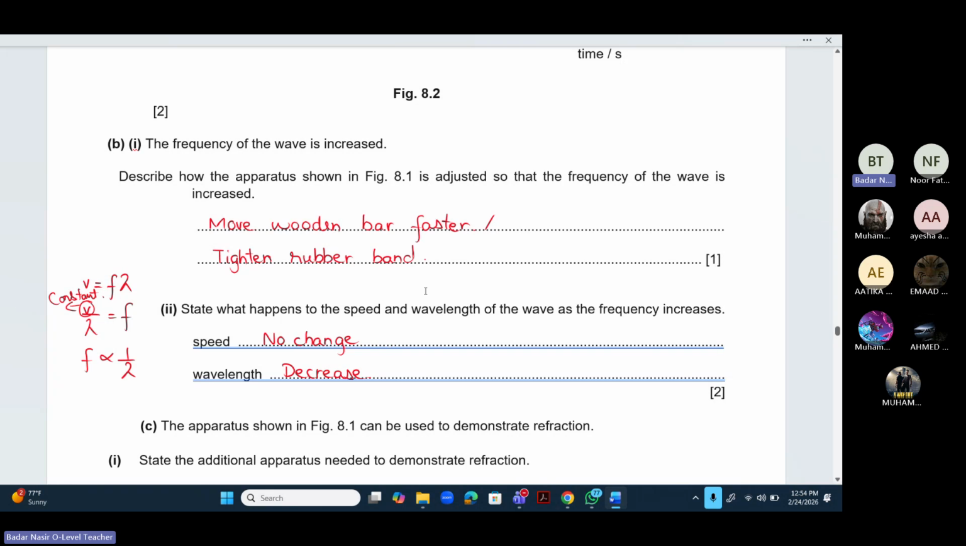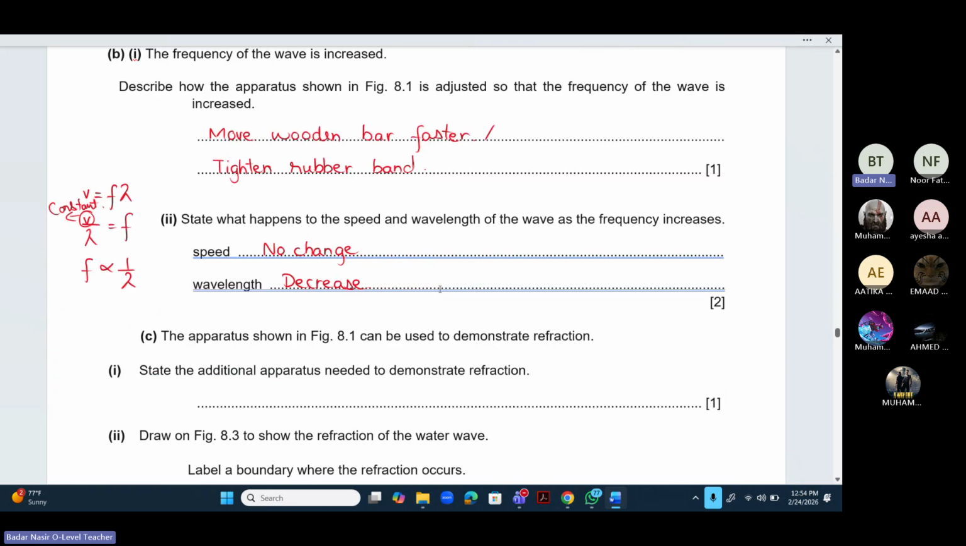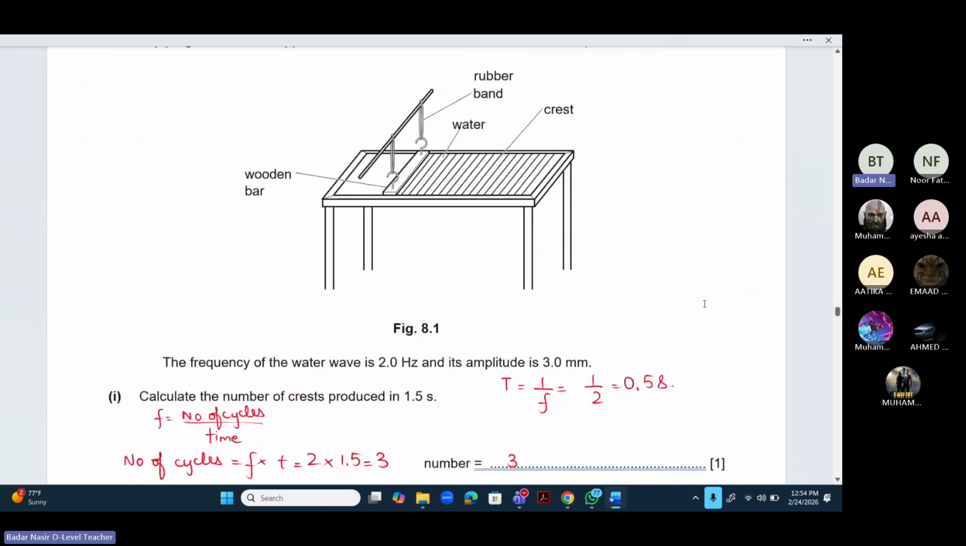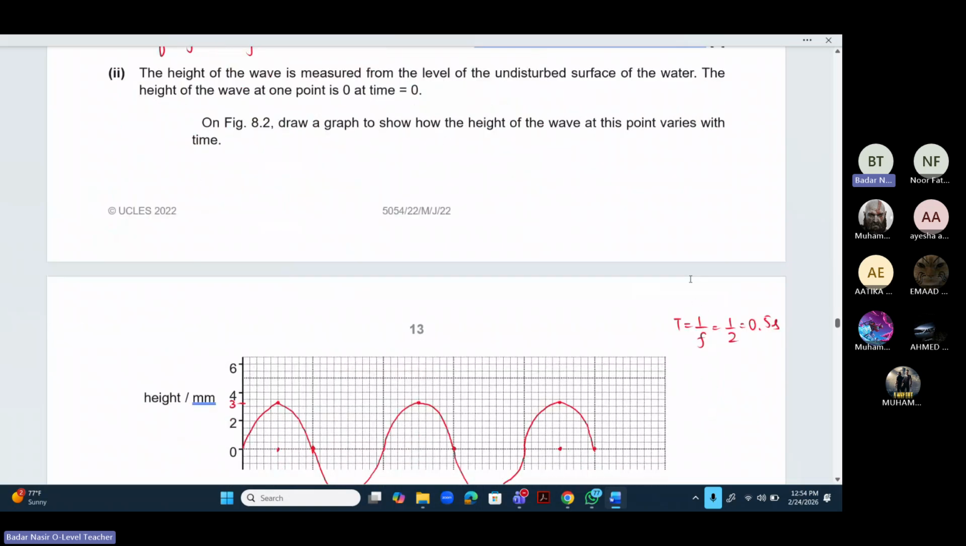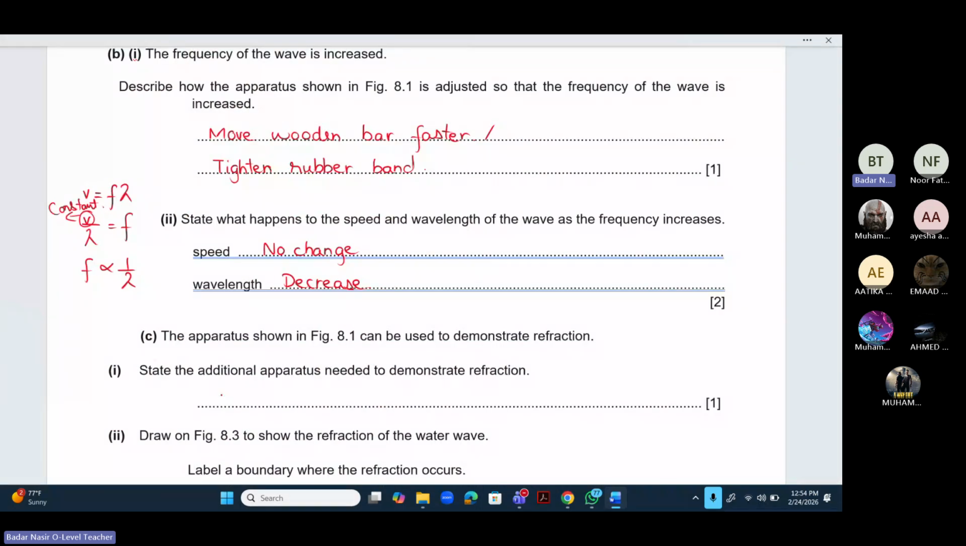The apparatus shown in figure 8.1 can be used to demonstrate refraction. State the additional apparatus needed to demonstrate the phenomenon of refraction. So you just have to place a glass block to create a deep and a shallow region. Okay? Use a glass block. Actually, it only asks for the name, so if you just name the apparatus, glass block or wooden block, any block you can use, to create a shallow region.